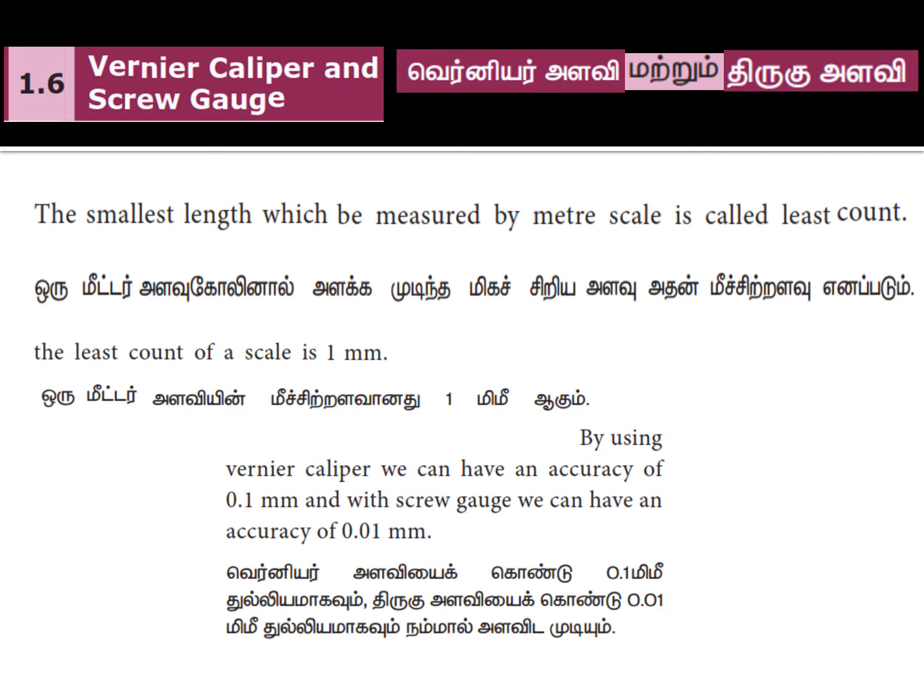Vernier calipers and screw gauge. Vernier calipers. In our daily life, we use meter scale for measuring length. They are calibrated in centimeters and millimeters. The smallest length which can be measured by meter scale is called least count. Usually, the least count of a scale is 1 millimeter. We can measure the length of an object up to 1 millimeter accuracy with this scale. By using vernier caliper, we can have an accuracy of 0.1 millimeter, and with screw gauge we can have accuracy of 0.01 millimeter.